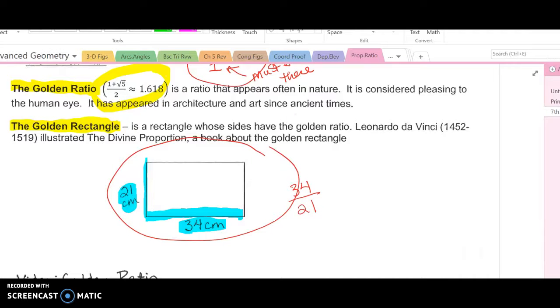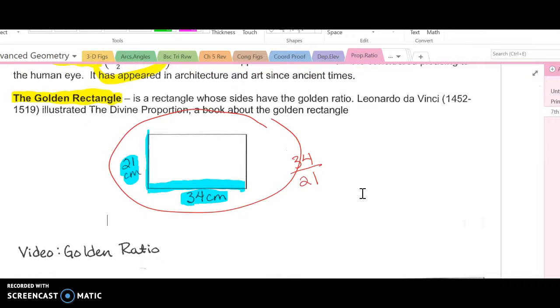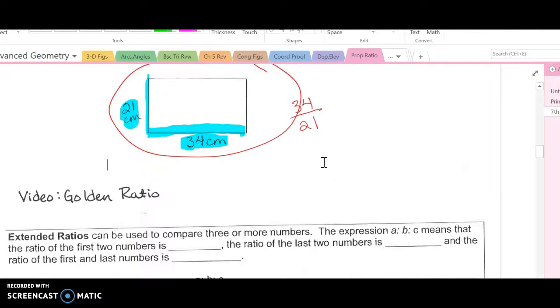Okay, so kind of creepy music, but that was kind of cool that it was created based on the golden ratio. So we'll pause this video and we'll pick up in the next video where we'll talk about extended ratios.